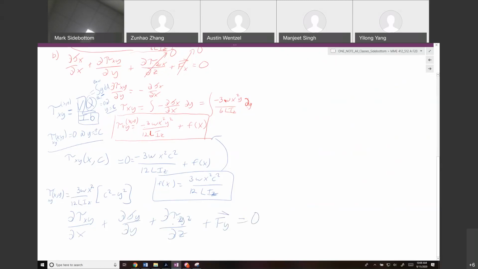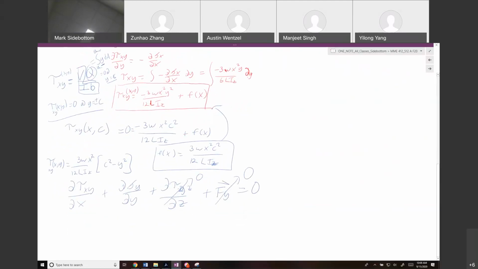Again, since it's a 2D problem, you can say that the derivative with respect to z is 0, and since no body forces were mentioned in the problem, you can set that equal to 0. So body force equal to 0 as well. And we can solve for sigma y in terms of d tau xy dx. So it would just be equal to the partial integral with respect to y, again, of negative d tau xy with respect to x.